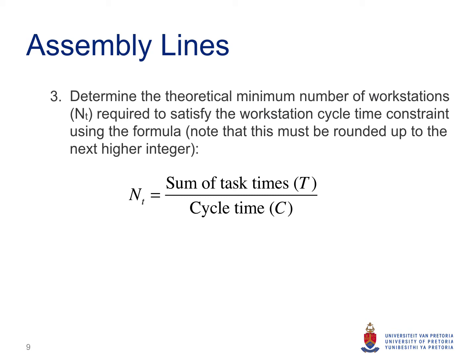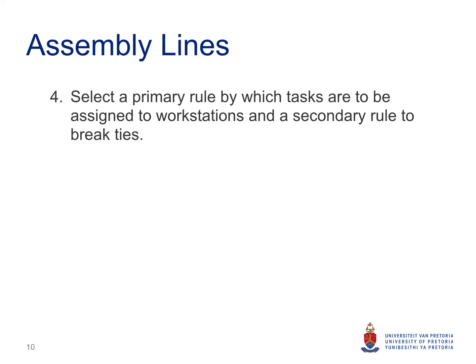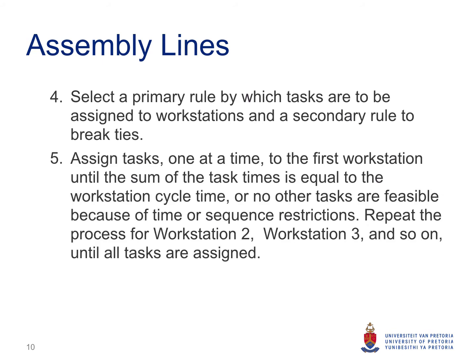Step 3. Determine the theoretical minimum number of workstations, NT, required to satisfy the workstation cycle time constraint. It is given by the sum of all task times divided by the cycle time. This number is rounded up to the next higher integer. Step 4. Select rules for task assignment, that is the primary rule, and tie breaking, the secondary rule. Step 5. Assign the tasks to workstations, starting with workstation 1, filling its capacity as much as possible, and then progressing to workstation 2, and so on.